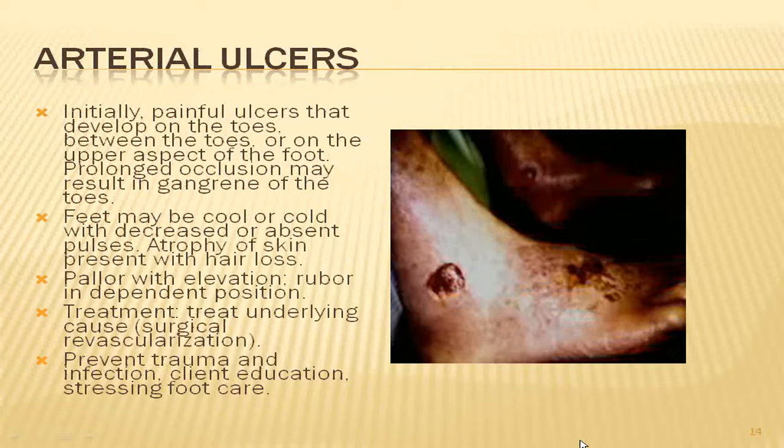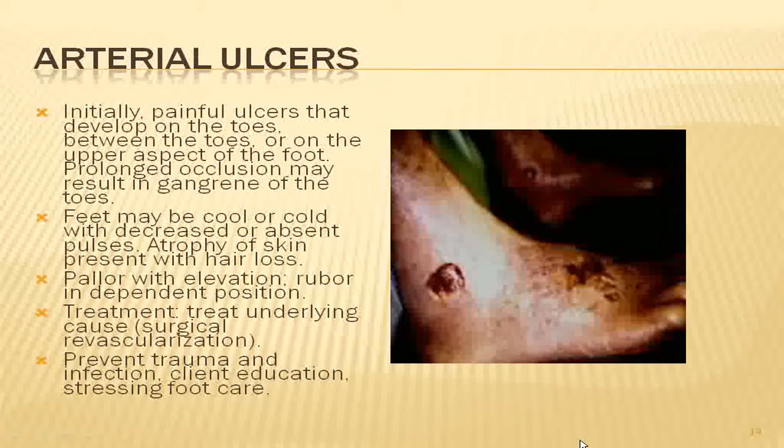And so with arterial ulcers, we see arterial ulcers developing because, again, we've talked about a lack of blood flow to an area. So without blood, the area dies. Initially, arterial ulcers are painful ulcers that develop typically on the toes, because we said with peripheral artery disease, the ulcers that develop, we typically see them developing distally first. And so the toes and the upper aspect of the foot are typically where we see arterial ulcers develop.